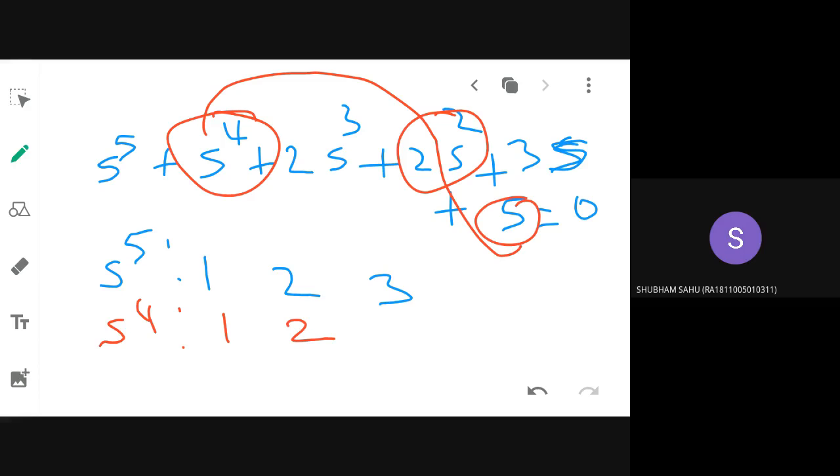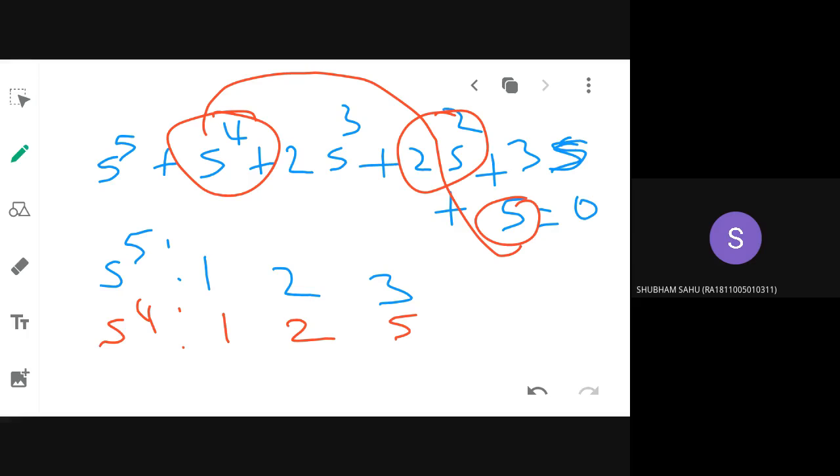Then S cube, the even order terms, are not there. Then the constant is there. What is the constant? Ma'am, 5. Sometimes you go blind, Shubham. You are telling 1, it is 5. Okay, very good then.